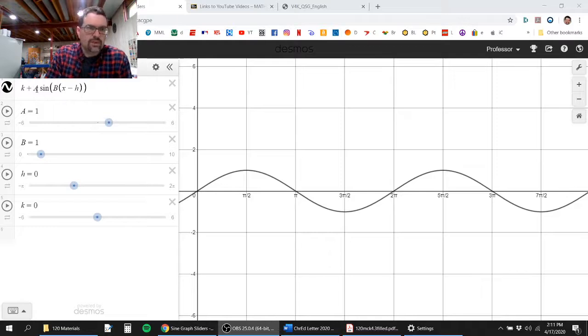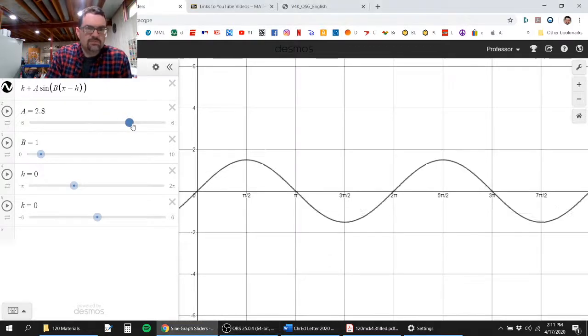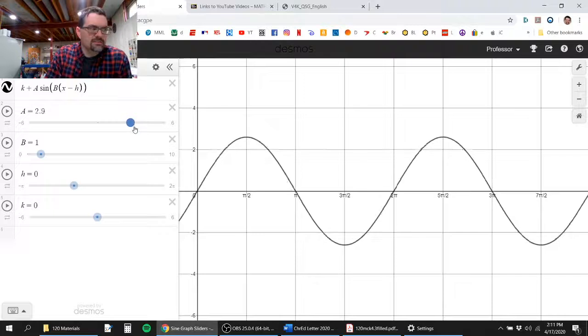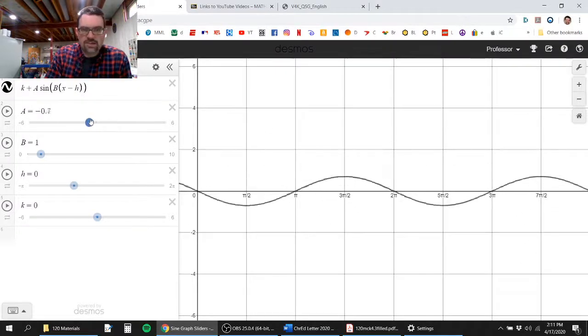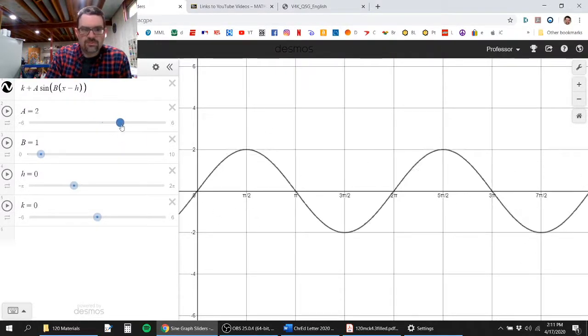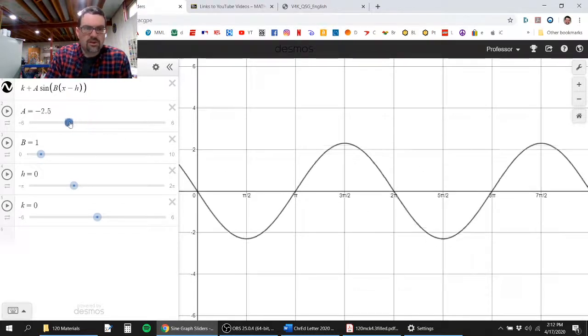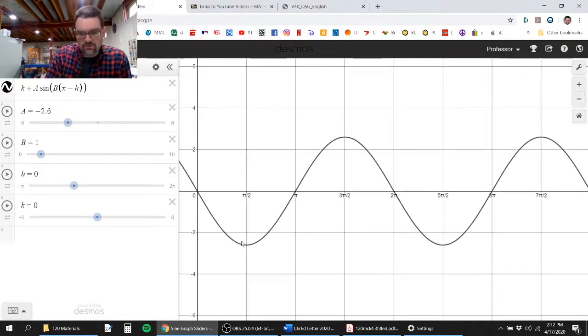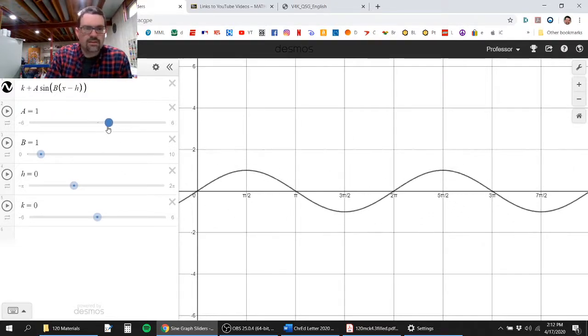So with nothing written there, A is a 1, but as we change A, then this function grows, and when A goes negative, it's flipped upside down. So remember, the sine function starts in the middle and goes up, but if we multiply by a negative number in front, it starts in the middle and goes down instead. All right, so the capital A changes the amplitude.